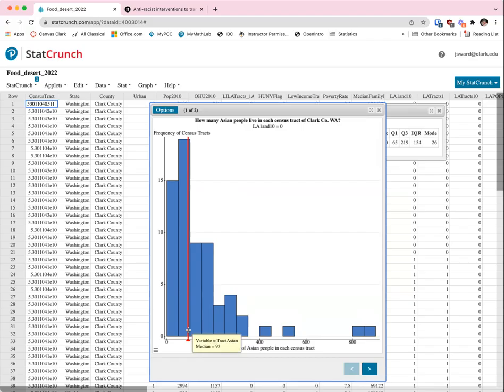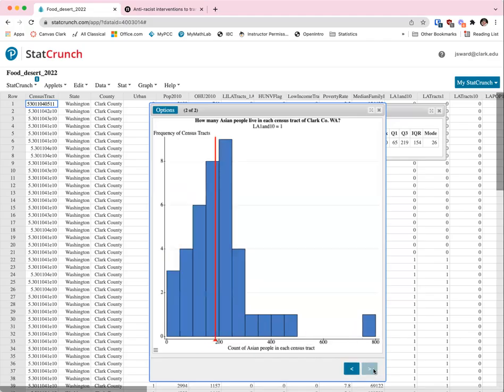So isn't that interesting? When there's easy access to the grocery store, there are more census tracts that don't have many Asian people living in it. But when we do have census tracts that are low access, there are more Asian people living in each census tract. I wonder what other patterns we could find in the data. And that's something that you can explore as you start making graphs and using categorical variables to look for patterns.